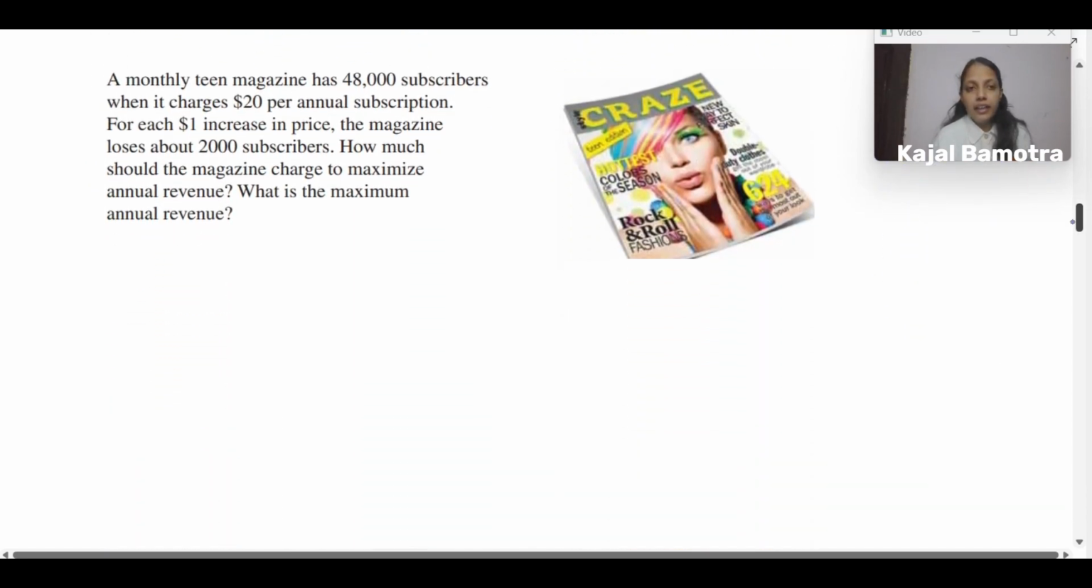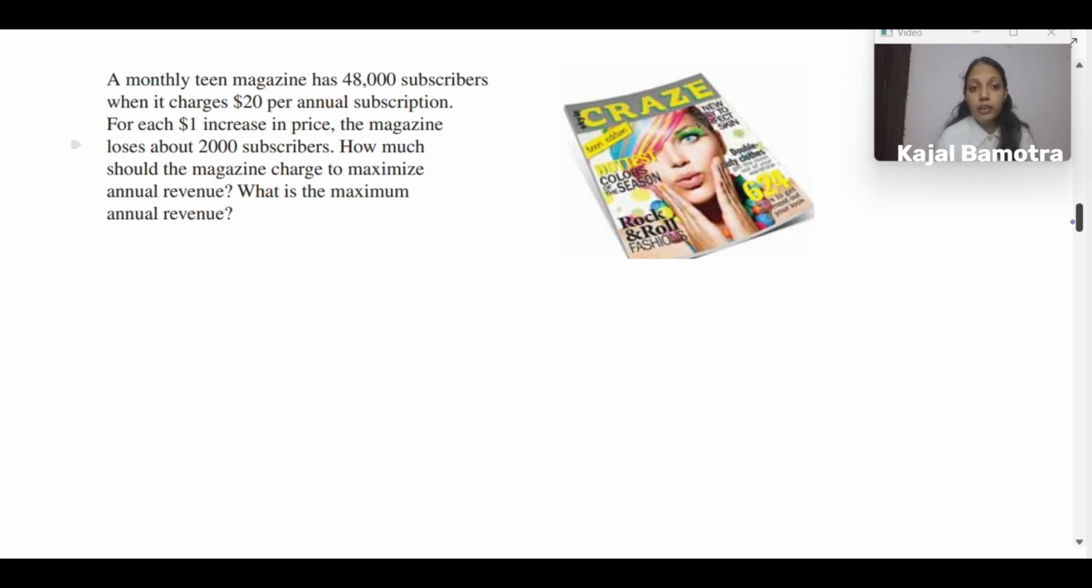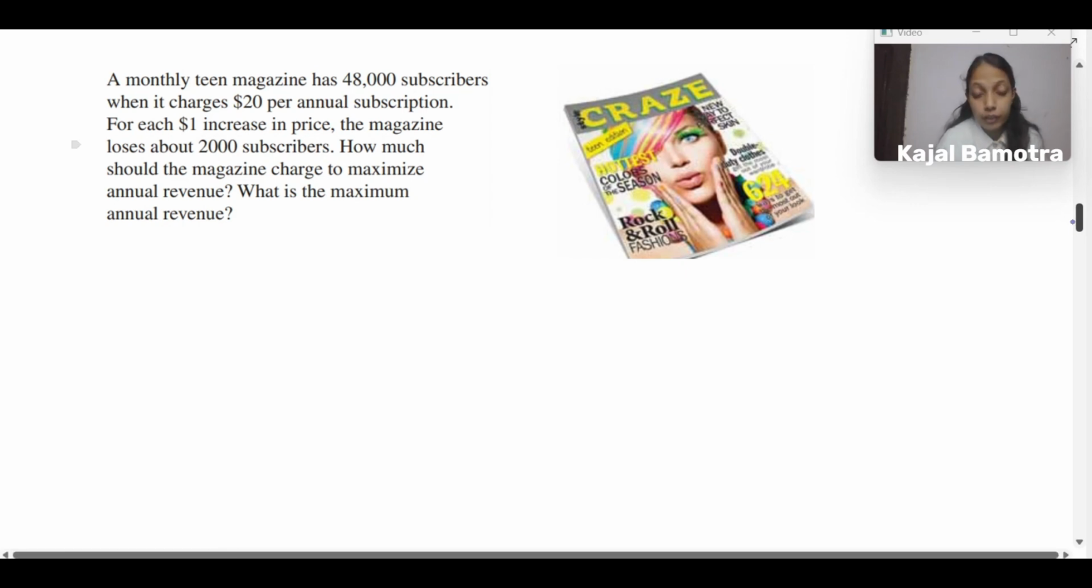Next is: a monthly teen magazine has 48,000 subscribers when it charges $20 per annual subscription. For each $1 increase in the price, the magazine loses about 2,000 subscribers. How much should the magazine charge to maximize the revenue? What is the maximum annual revenue?